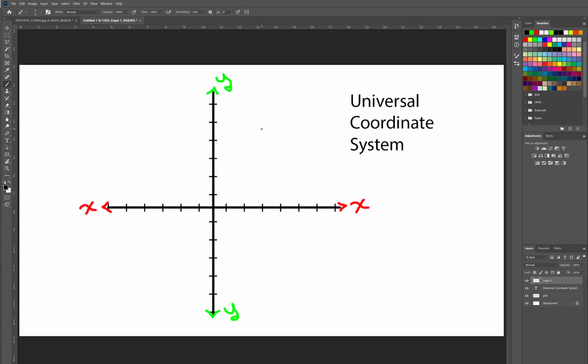You probably know some other things. This quadrant right here is referred to as the first quadrant. Then we go around counterclockwise, so this is quadrant 2. This one is 3. And this one out here is 4.